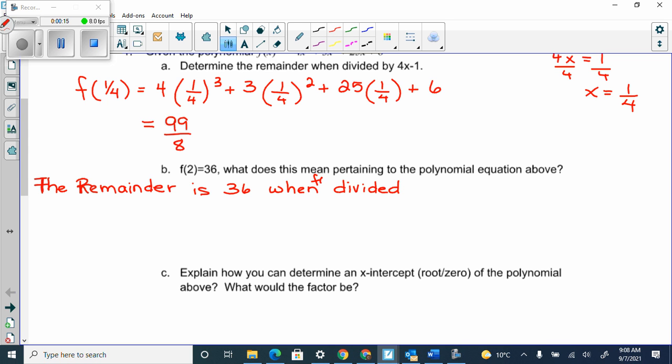When f of x is divided by x minus 2, that would be the actual factor, right? X equals 2 would be the answer.